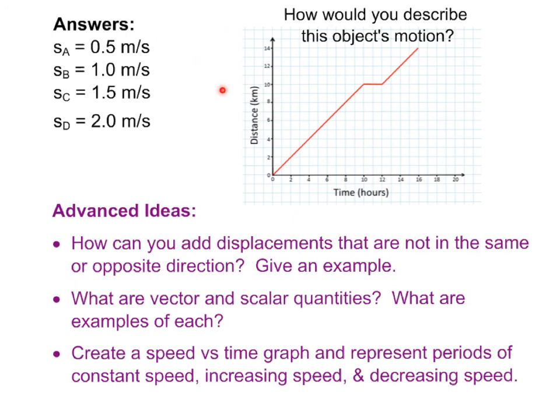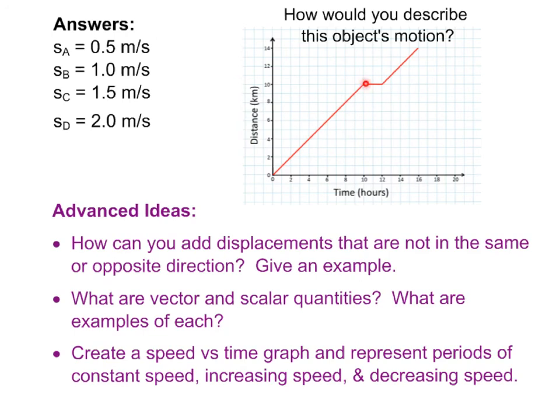Here's a little exercise. How would you describe this object's motion? Let's say some object at time 0 has gone nowhere. Here's our distance in kilometers this time. This is time in hours. After 2 hours, the object has traveled 2 kilometers. And it continues to travel, looks like at a constant speed. We have a very straight line and a constant speed that it is traveling. You could take the slope and determine just what that speed is.